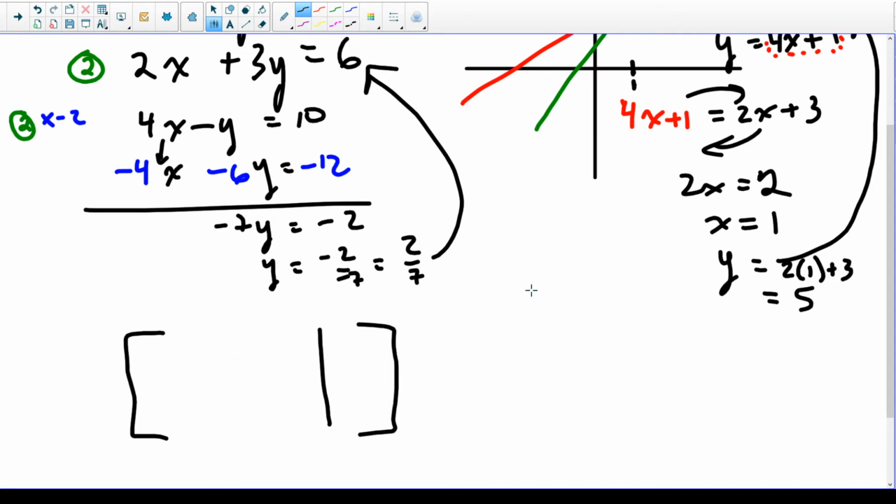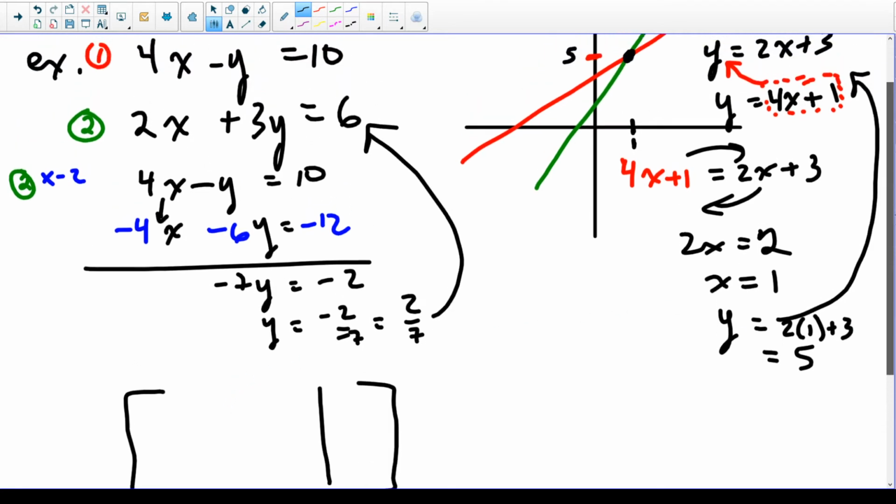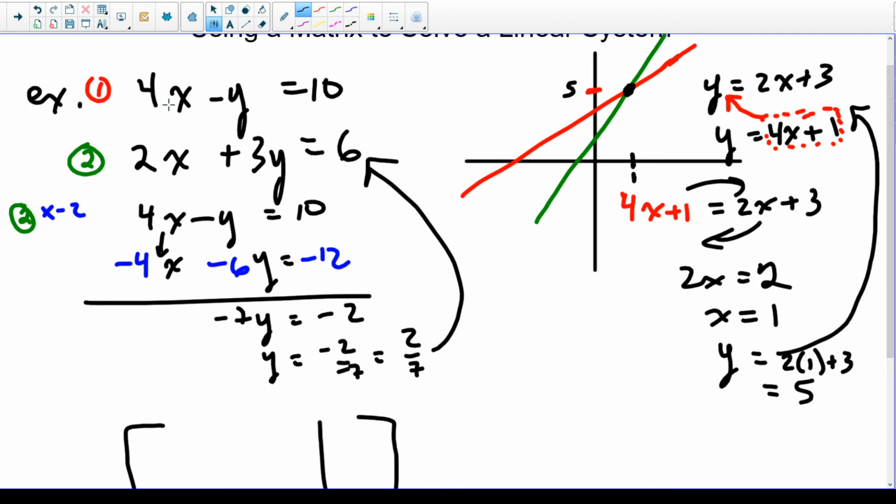Okay, and here's what we do. Instead of writing out the entire equation 4x minus y equals 10, let's just look at the coefficients. The coefficient for x is 4, the coefficient for y is negative 1, and the answer is 10. For the second equation, it's 2, 3, and 6.